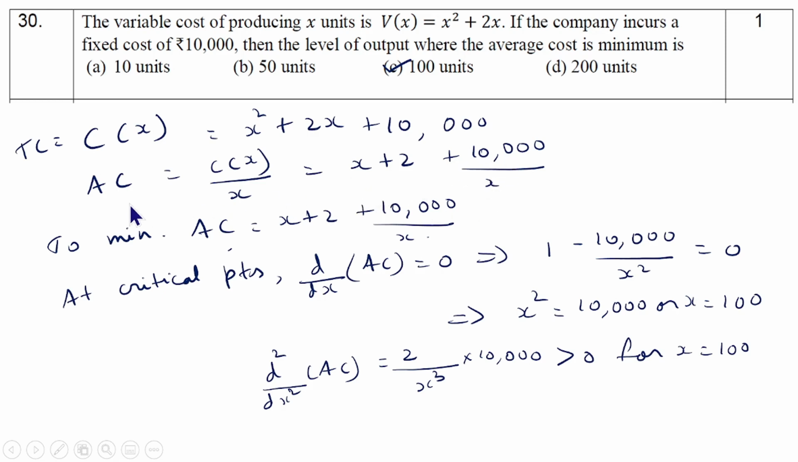So to minimize this average cost, we need to find the critical points. At critical points, d by dx of average cost is equal to 0. So from this we get x is equal to 100, and d square upon dx square of the average cost, the second derivative, is also more than 0 for x is equal to 100. So x is equal to 100 is the level of output for which the average cost is minimum.